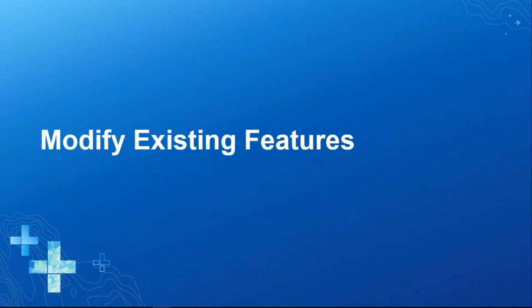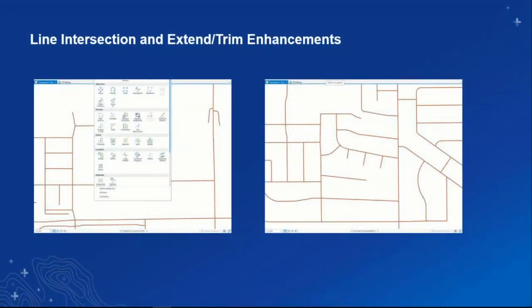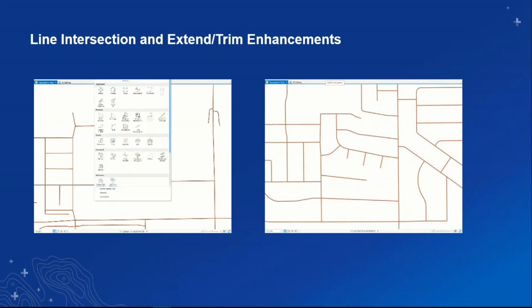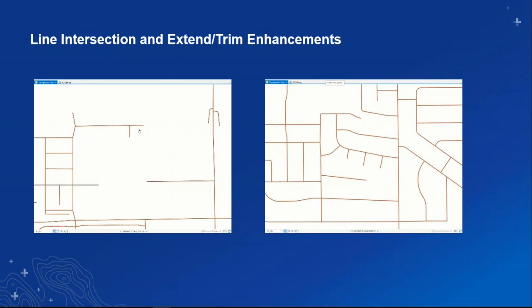All right, so the next section is about modifying existing features. And the key ideas are pretty similar, where we want to talk first about some enhancements. And the first enhancement is to the line intersection tool. So line intersection tool allows you to select one feature and select another, and it'll automatically make a perpendicular connection to those two. You can keep going, as you can see in this video here.